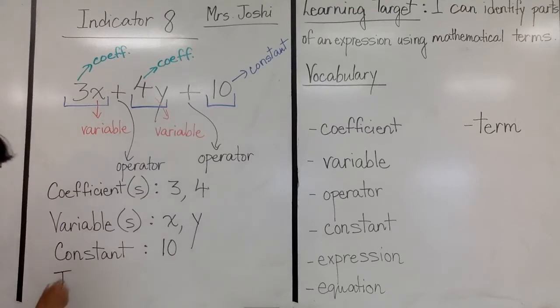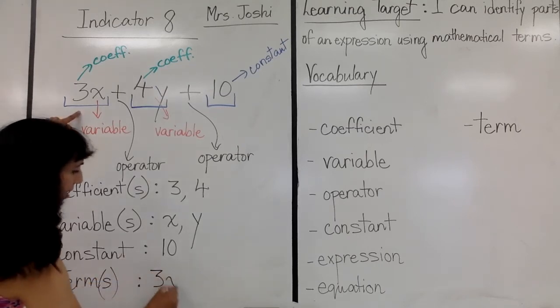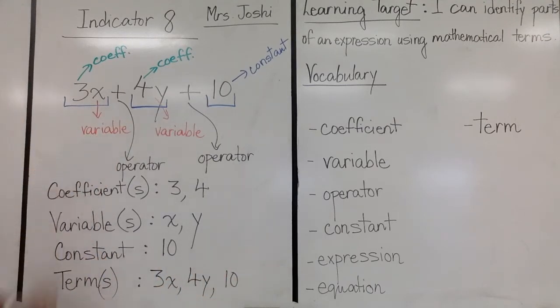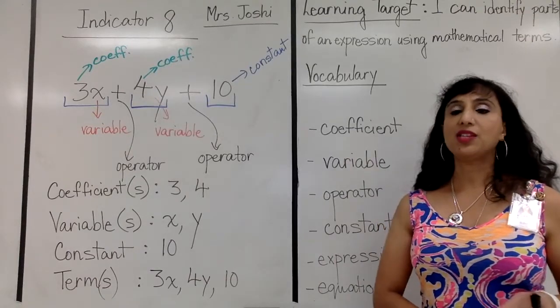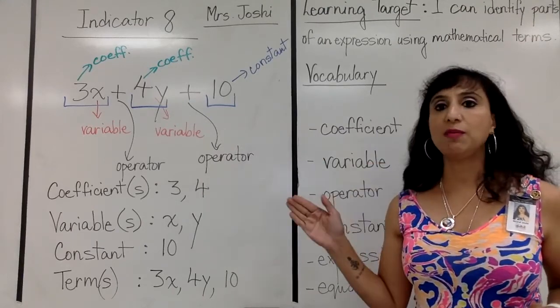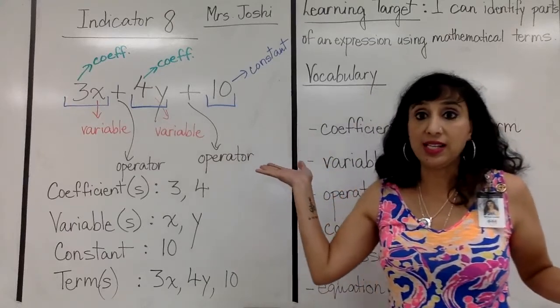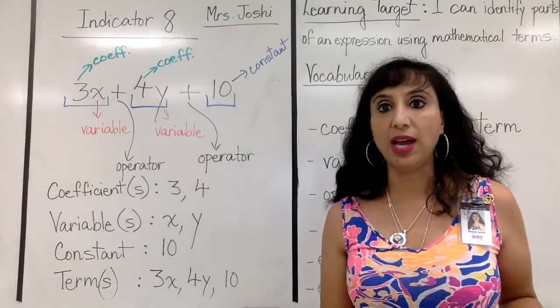Then if it asks what are the terms, you would say my terms are 3x, 4y, and 10. So pretty clear cut. What you're supposed to do is identify the different parts of an expression, and these are the mathematical terms for them. And remember, this is an expression because we don't have an equal sign. 8 plus 10 is an expression, unless I write is equal to 18, then it becomes an equation.